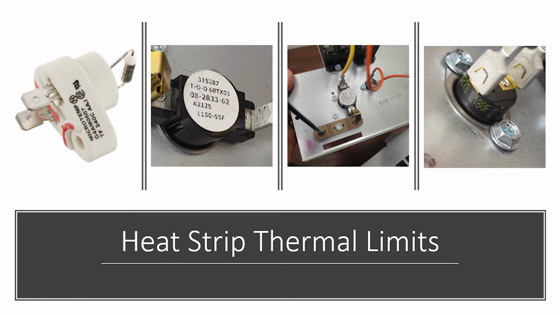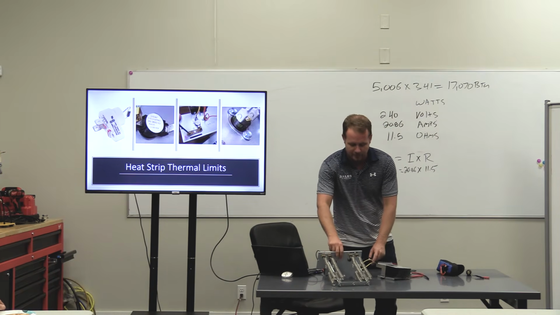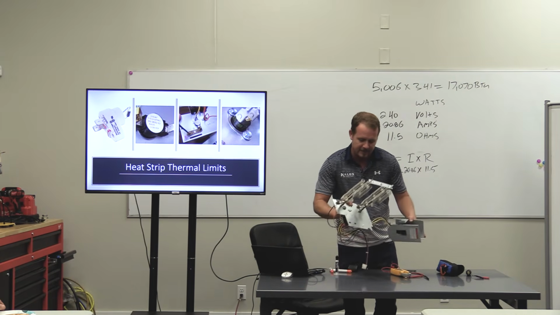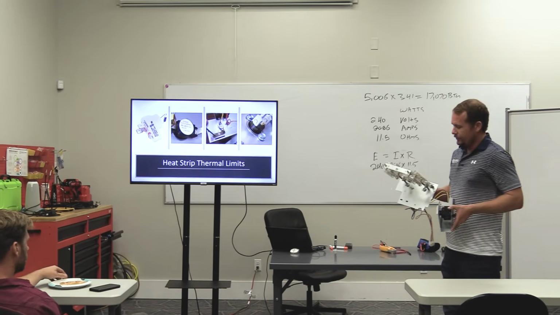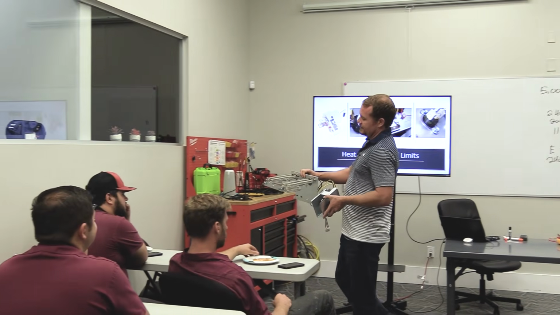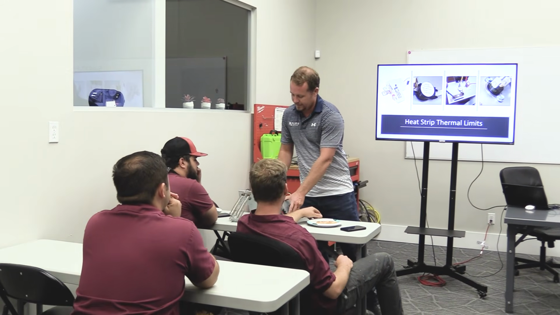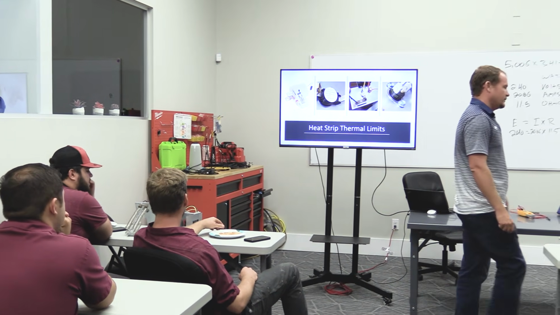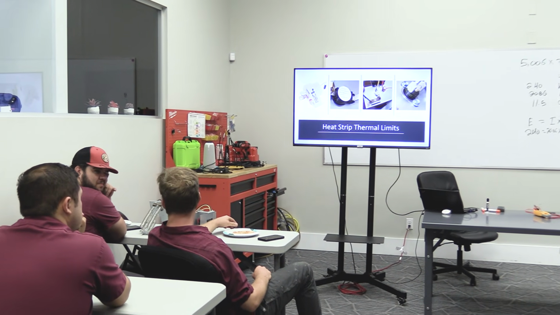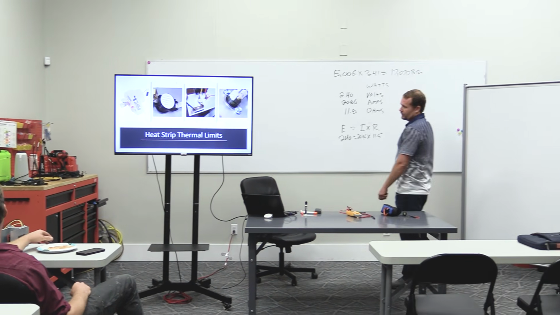All right, heat strip thermal limits. I'm going to pass this bad boy around so you can take a look at the thermal limits. This one's interesting because it's got thermal limits, thermodiscs on the high voltage side on each strip, and then it also has a low voltage thermodisc too, which also protects it. So it's got double the protection.